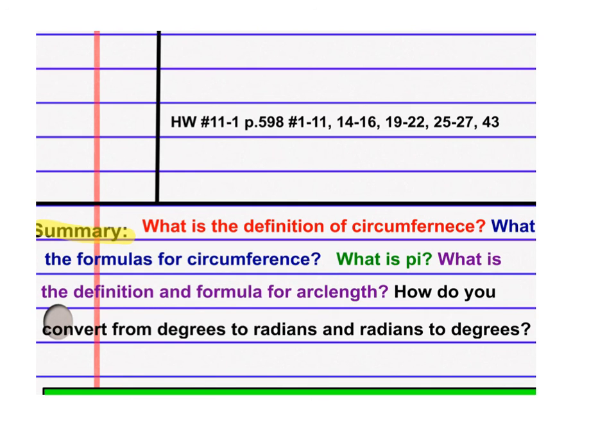Summary: what is the definition of circumference? So what actually does it mean? Something kind of like perimeter. What are the formulas for circumference? What is pi? Not 3.14, but what is it? What is the ratio? What is the definition and formula for arc length, the S? And then how do you convert? What's the process of going from degrees to radians and radians to degrees?